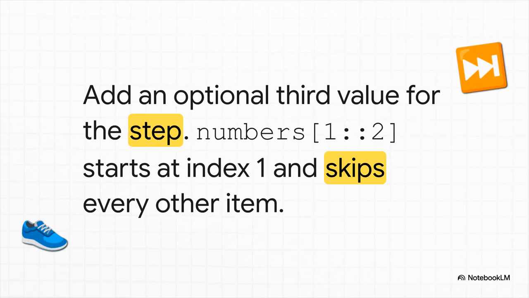And slicing has one more trick up its sleeve. You can add a third number, called a step. In this example, we're starting at index 1, leaving the endpoint blank to go all the way to the end, and we're providing a step of 2. This tells Python to grab the item at index 1, then skip 1, grab the next, skip 1, and so on, giving us a list of 2, 4, 6.